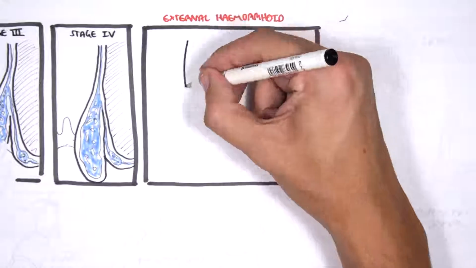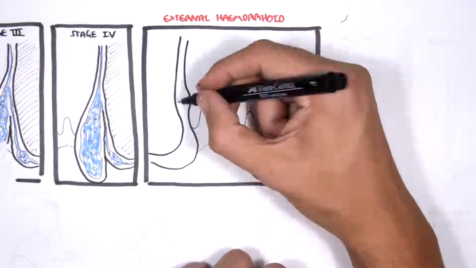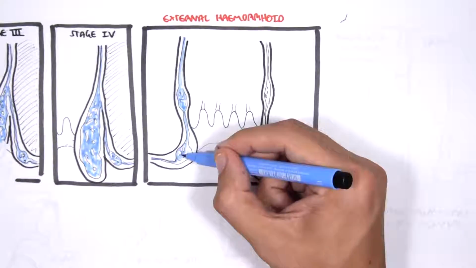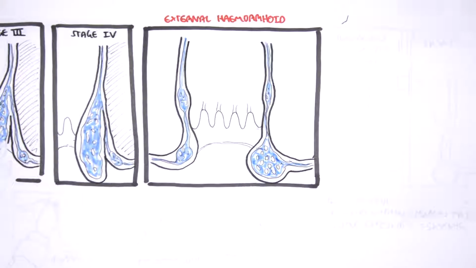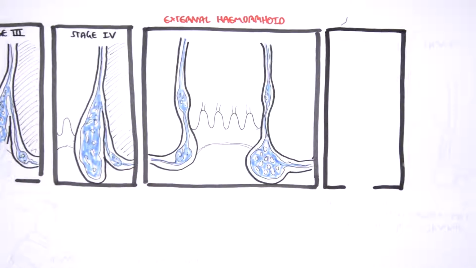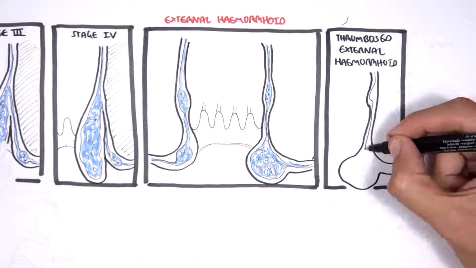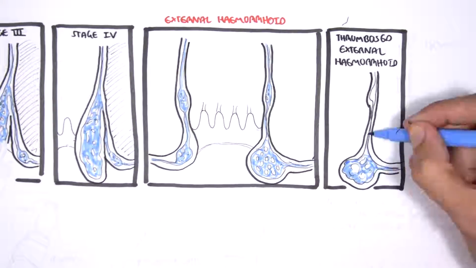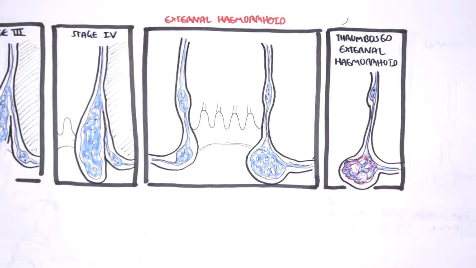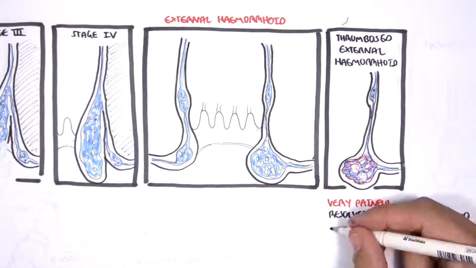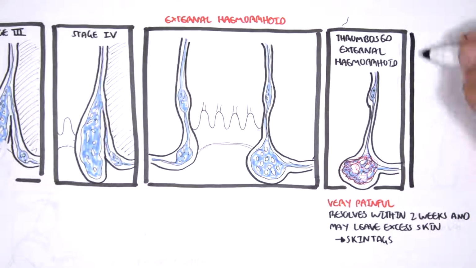In an external hemorrhoid, as mentioned, the pain is there because the cells around the area are from an ectodermal embryological origin, thus causing pain. The pain is even more severe when thrombosis of the external hemorrhoids occurs. External hemorrhoids with thrombus can be very painful, but often resolve within 2 weeks. And they often also leave skin tags.